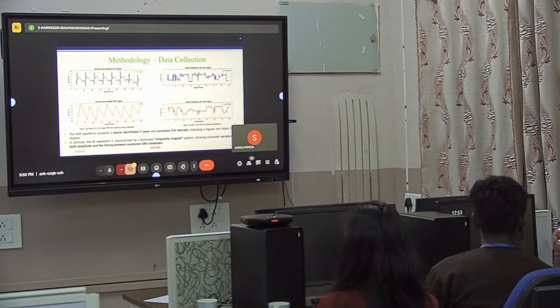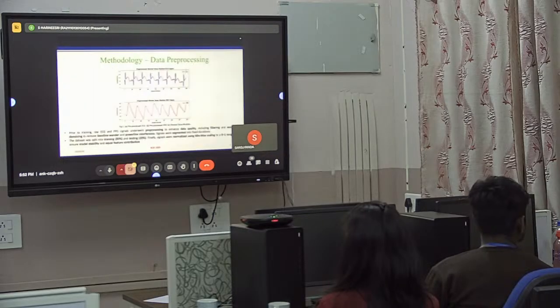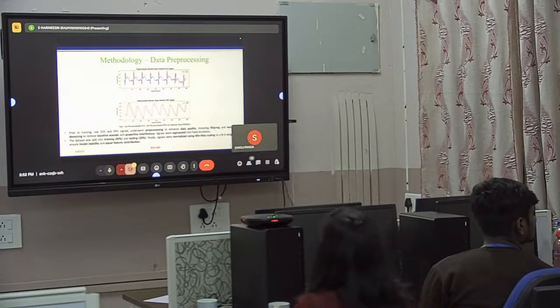So the PPG signal, in a similar way, has RR intervals, whereas the EEG-like signal does not have significant RR intervals. Then we pre-processed the data, including filtering and wavelet denoising to remove baseline wander and power line interference. These are basic filtering methods. Then we segmented the signals into fixed durations for easy processing of the signals.